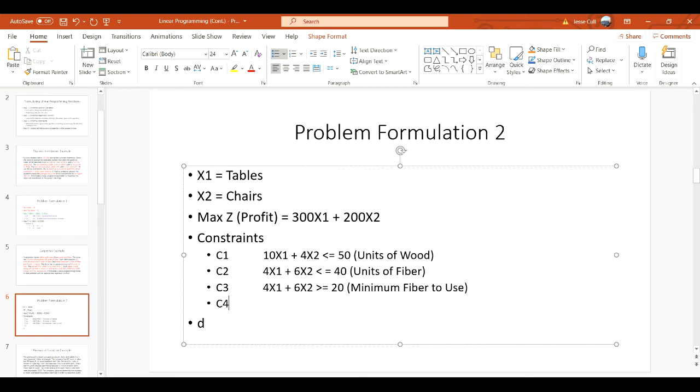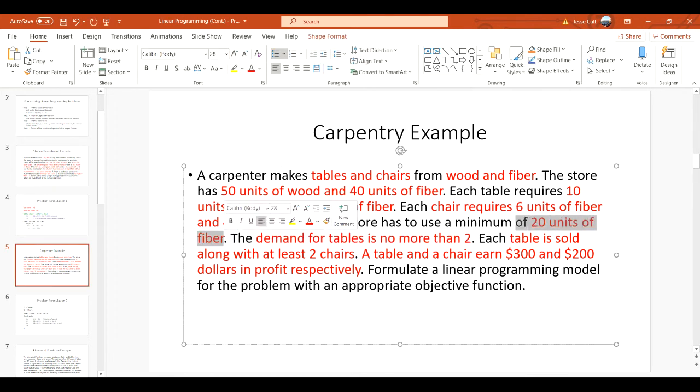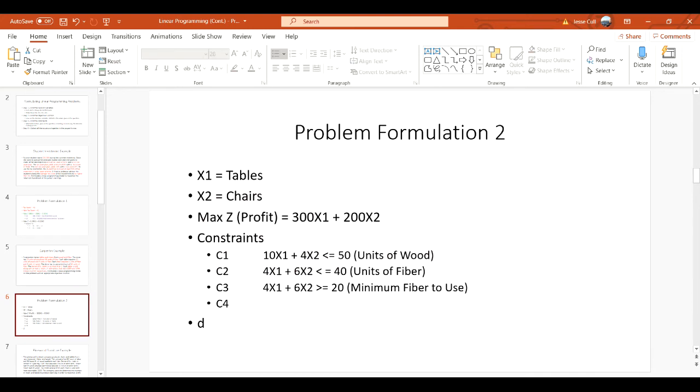C4, we have a fourth constraint. This problem is a little bit more complex. So the demand for tables is no more than 2. We've done this constraint. Our next constraint is the demand for tables is no more than 2. So we come down here and we go, tables is represented by x1. So x1, number of tables, must be less than or equal to 2.